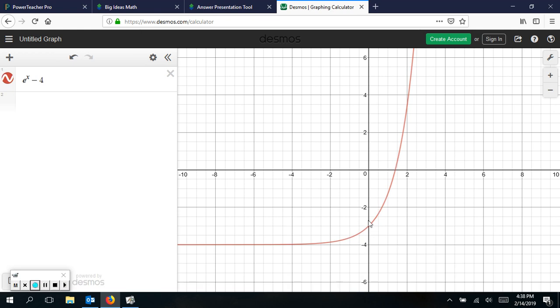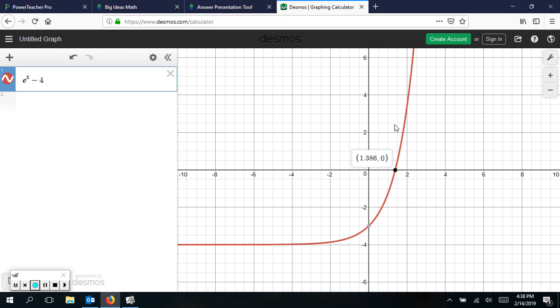So here we have it, and we can see some key points. You can see where the y-intercept is right there, and where the x-intercept is right there. Those are some key points to put down. (0, -3) is on our graph, and (1.386, 0) is on our graph.